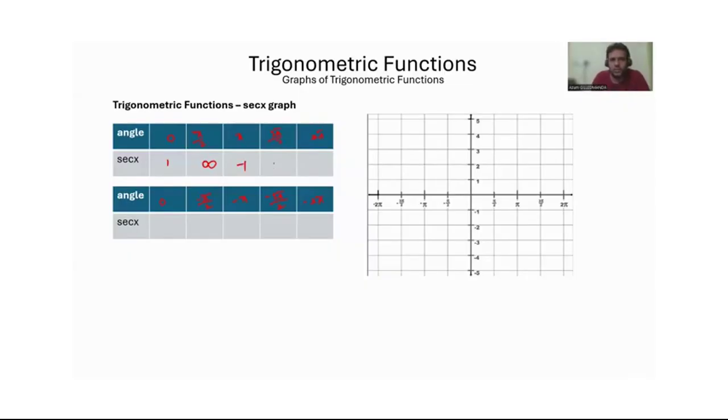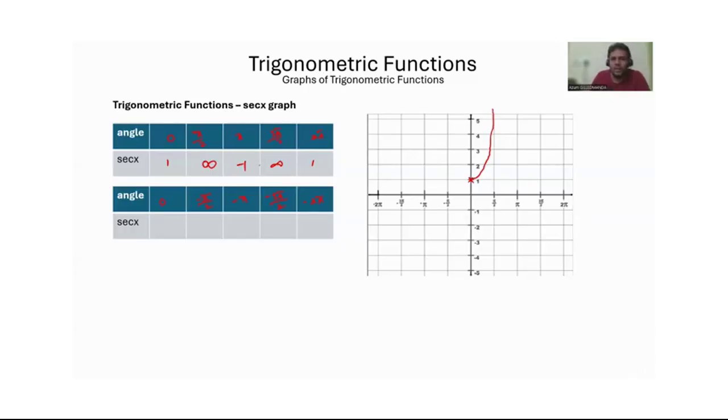And then 3 pi by 2. 3 pi by 2 is again infinity. And then 2 pi. 2 pi is what? 360 degrees, which is a positive value. So it's 1. Now, let's look at how the graph is. At 0, it is 1, guys. At 0 angle, it is 1. And then at pi by 2, it is infinity. So somewhere here. That means the graph is like this.